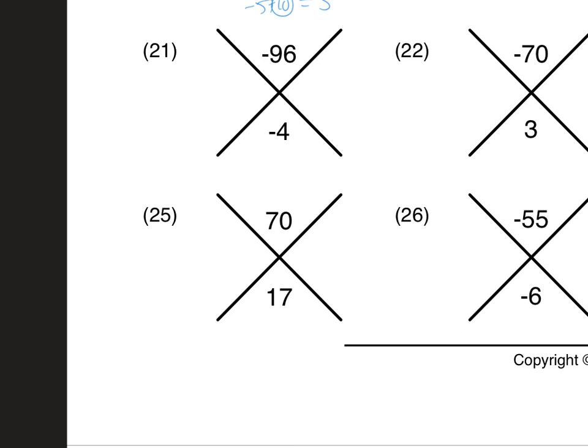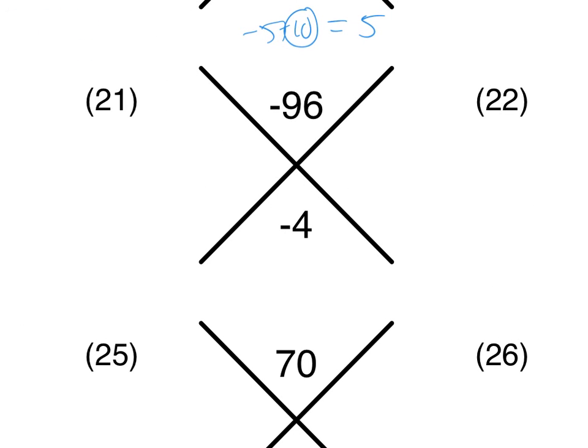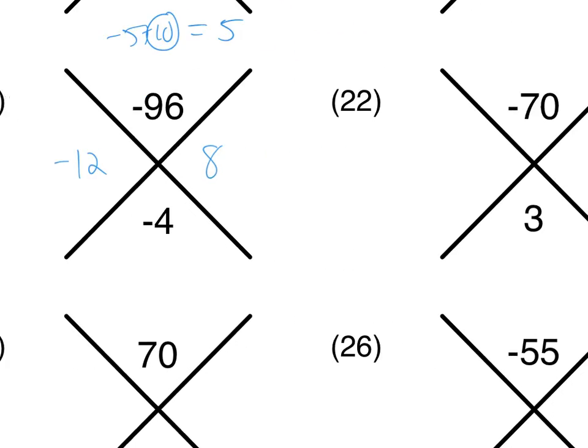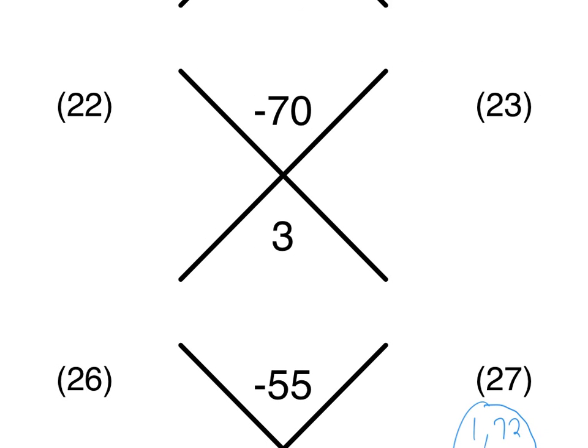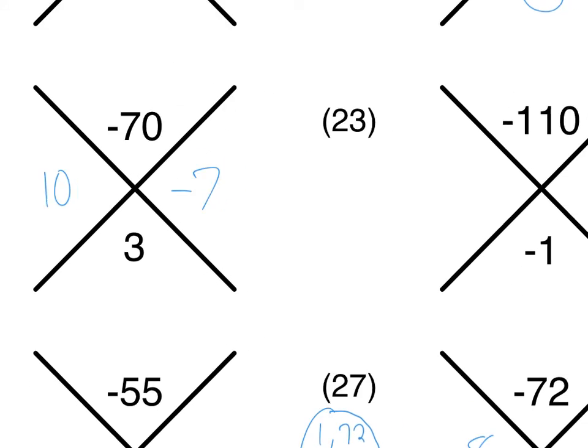All right, then we need factors of 96. So the factors that should work for this are negative 12 and 8. Again, I just used my calculator until I got numbers that added to negative 4. All right, negative 70. I have 10 and 7 as the factors that multiply to this, but I need negative 7 to make it 10, since the bigger number needs to match the bottom number. It's more positive, so the bigger number is positive.